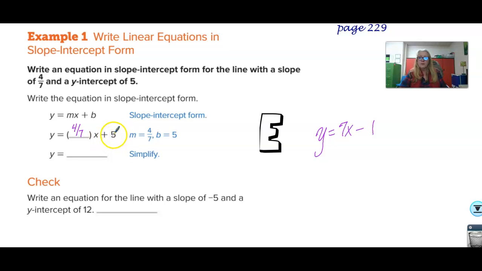All right? And what do they mean by simplify? What the heck, they want us to do that? I don't know what you'd put there.